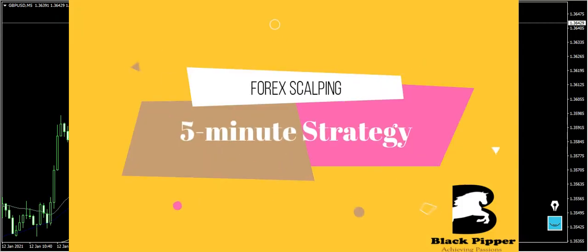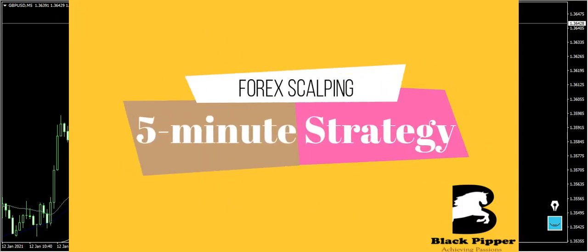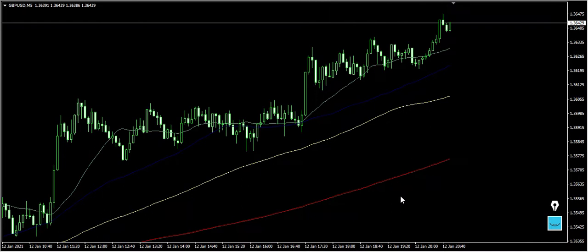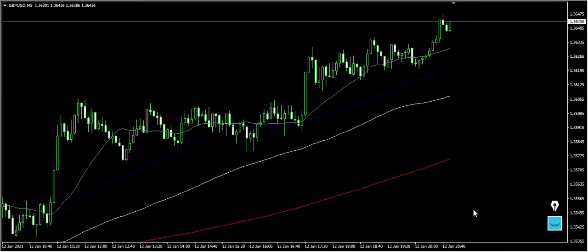Today we are going to learn a 5-minute strategy, which is based on scalping, and it has very high accuracy as well. So what you have to do is just switch to the 5 minutes chart. I prefer trading GBP USD because of its volatility and highly trending moves.